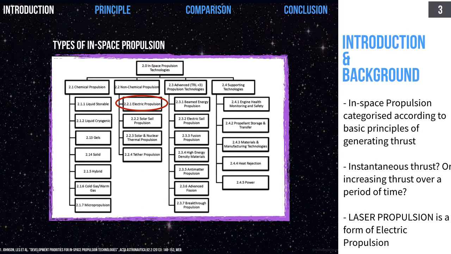Before proceeding on, it is best if we first know what in-space propulsion technologies are and their different categories. In-space propulsion can be categorized according to the basic principles of generating thrust. Is the thrust generated instantaneous, or is the thrust increasing over a period of time? Laser propulsion is a form of electric propulsion, and electric propulsion is a form of non-chemical propulsion, as can be seen here.